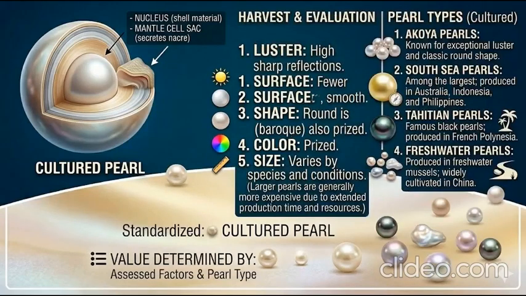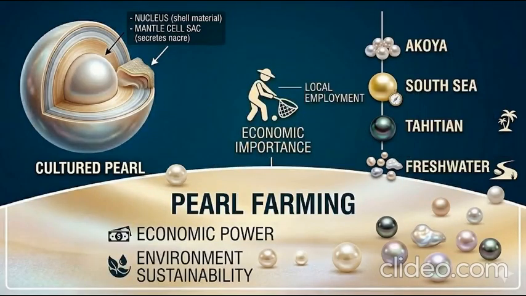Pearl farming has significant economic importance. It generates employment opportunities and contributes to local economies. Many coastal communities depend on pearl culture as a source of income. The industry supports farmers, technicians, traders, exporters, and jewelry manufacturers. In addition to economic benefits, pearl farming can contribute to environmental sustainability. Since oysters are filter feeders, they help improve water quality by removing suspended particles. Healthy oyster farms can support marine biodiversity and ecosystem stability.